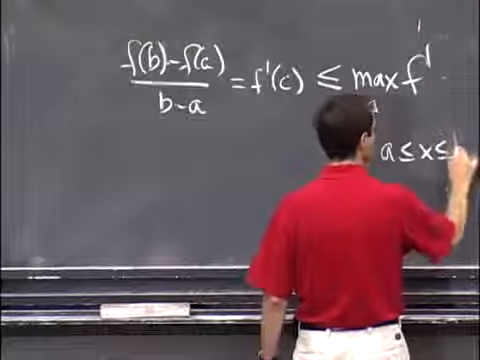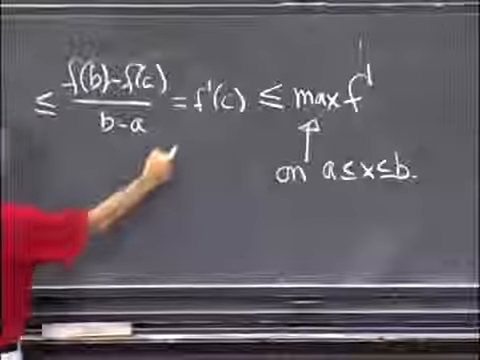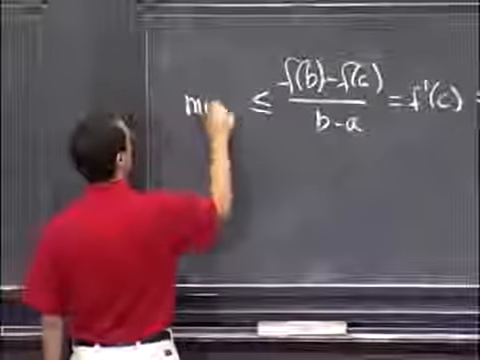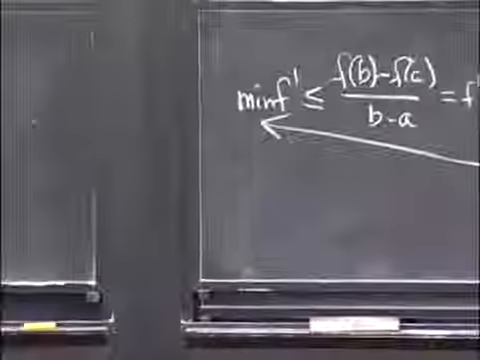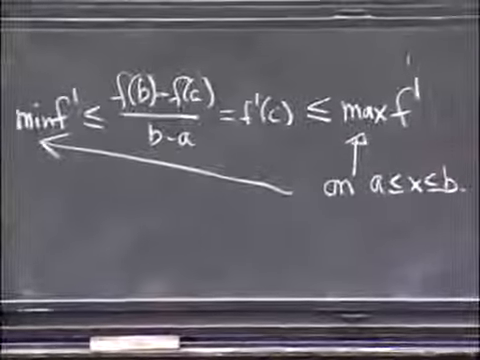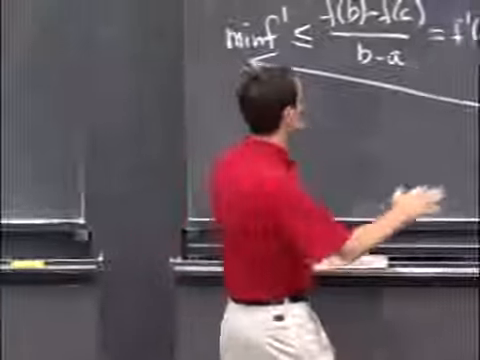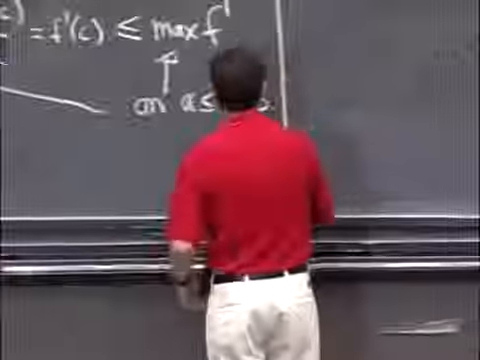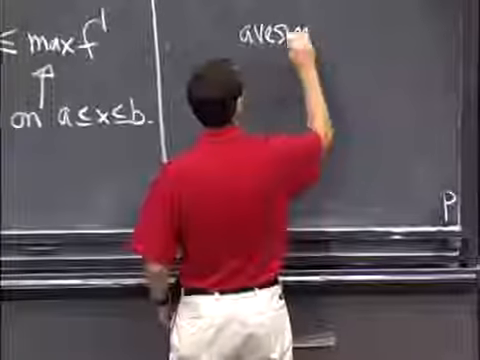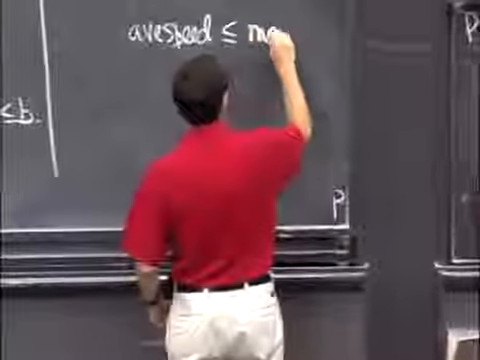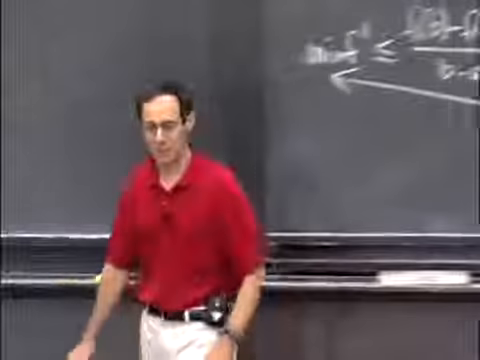And I'm going to include the ends, because when you take a max, it's sometimes achieved at the ends. And similarly, because it's f prime of c, it's definitely bigger than the min on this same interval here. This is all you can say based on the mean value theorem. All you know is this. And colloquially, what that means is that the average speed is between the maximum and the minimum. Not very surprising.